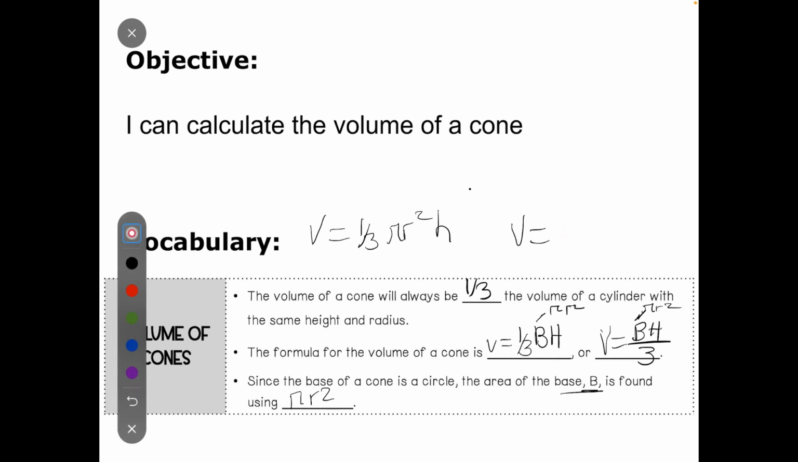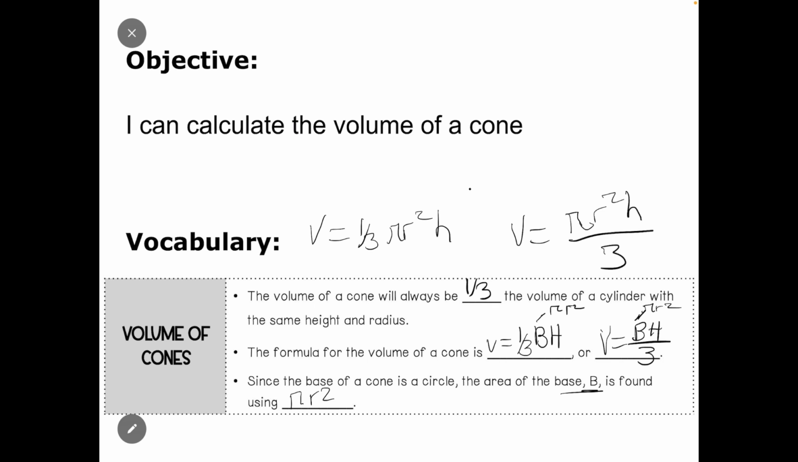The other way you could write this is pi r squared times the height over 3. Either way, it's the same formula. It's just written a different way.